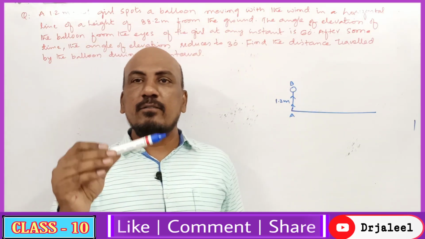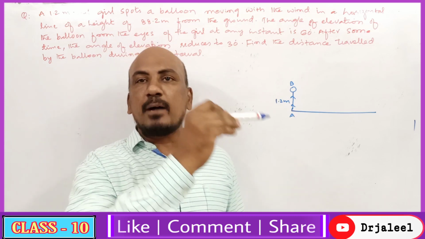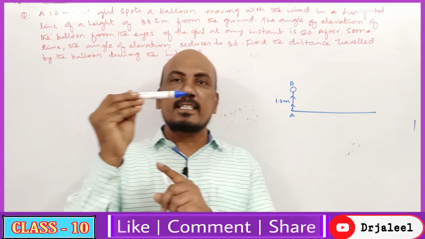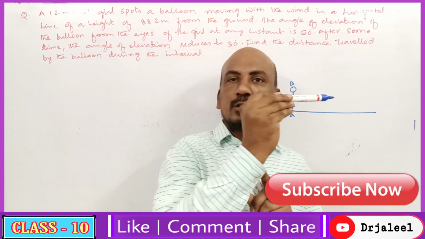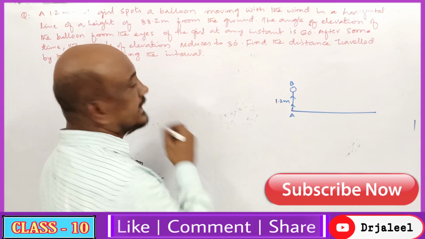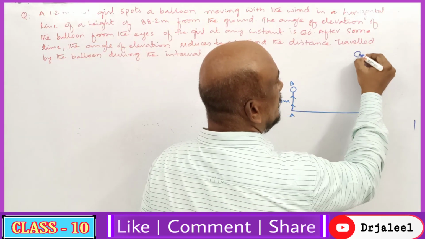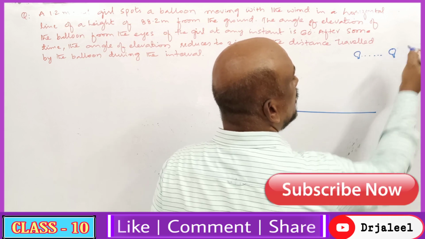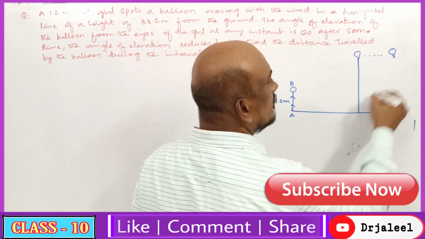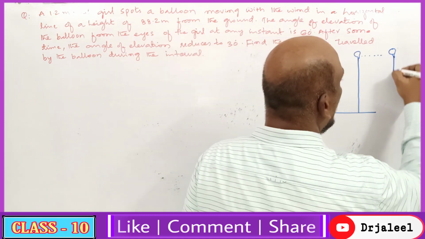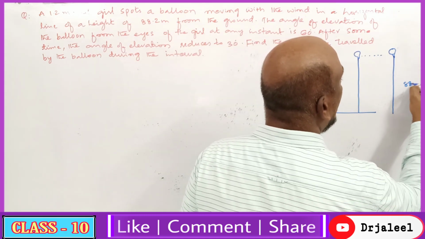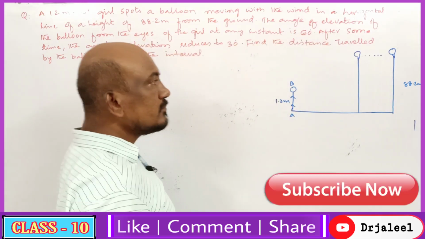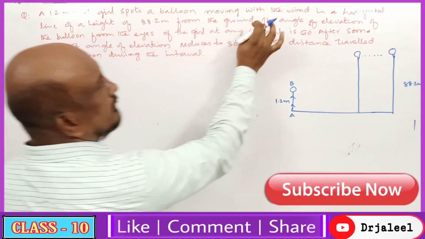Usually when a balloon moves, it may move up or down. But here in this particular problem it says the balloon is moving in a horizontal line, meaning it is moving parallel to the earth at a height of 88.2 meters. So let us take this as the first position of the balloon, and it is moving this way and has reached the second position. So what is the height of this balloon? This height of the balloon is given to be 88.2 meters.